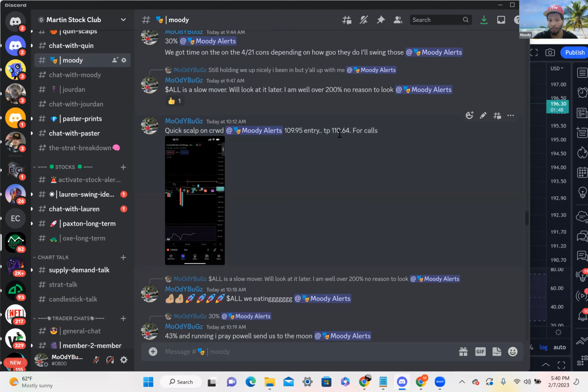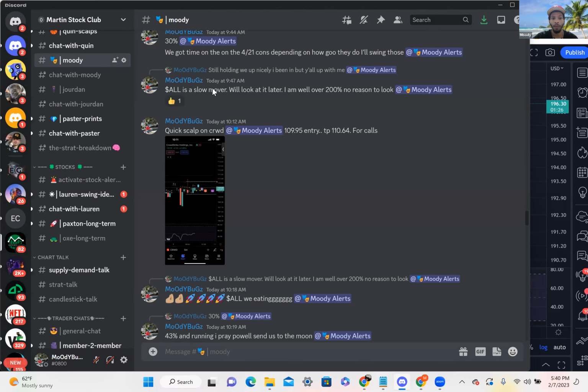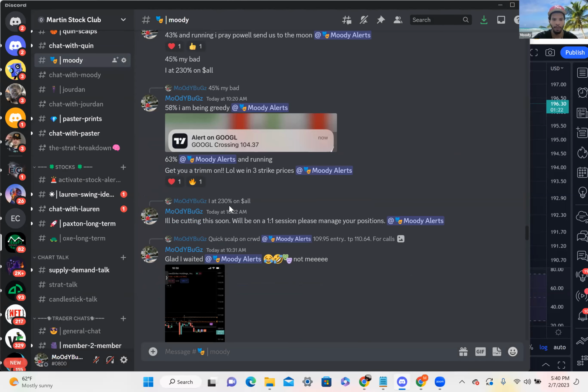109.95 entry, TP 1094 for calls. You can see the time. If you look at the screenshots that I put in chat with Moody, you will see that I called it out earlier than that, right? Anything else? You can see that I'm utilizing the 50% retracement on this 1 big candle. My entry is literally the 50% retracement. Look at the price, right? So I'm like, all right, cool. We can take that. Glad I waited, right?